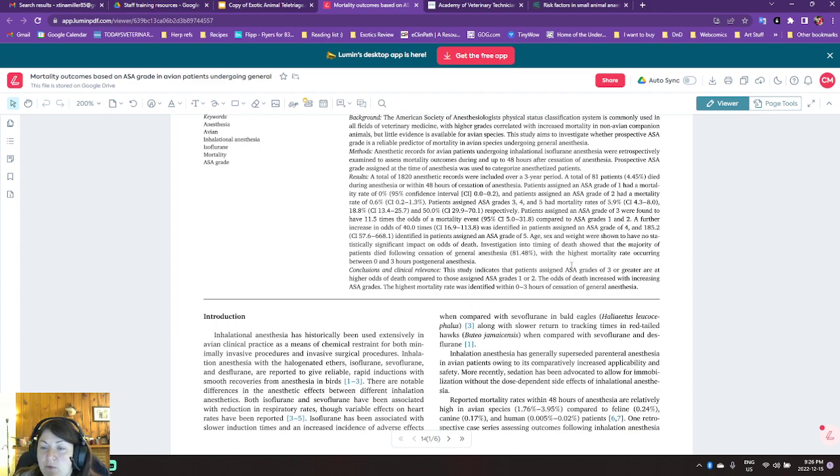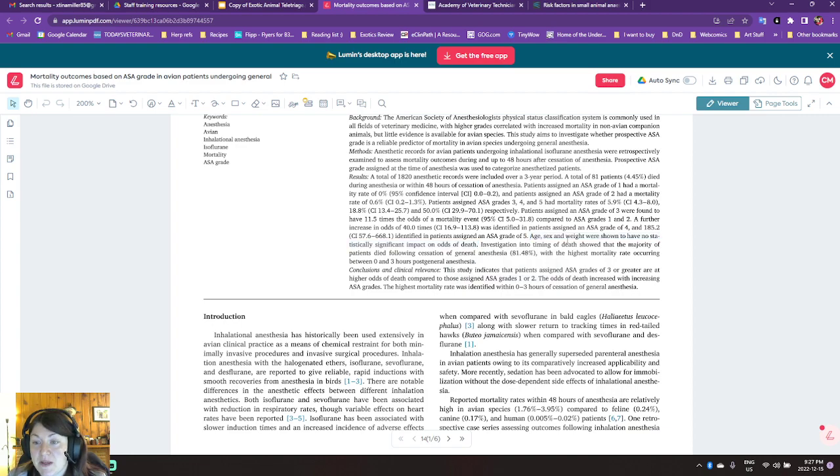I skimmed this paper beforehand. Age, sex, and weight were shown to have no statistically significant impact on odds of death. And that's so important because age is not a disease, regardless of the species. We can see age-related diseases occur, but age in itself is not a disease and is not necessarily a dramatic risk factor for anesthetic mortality.